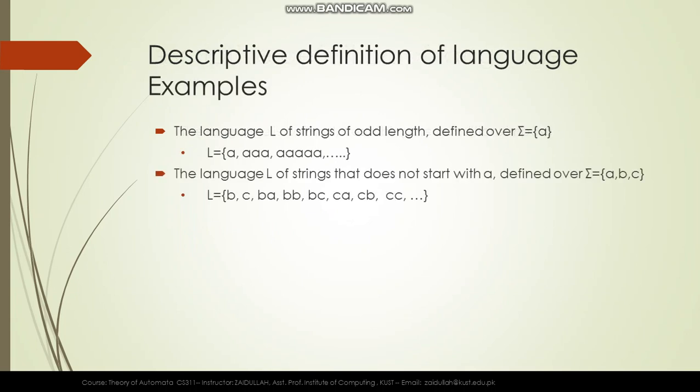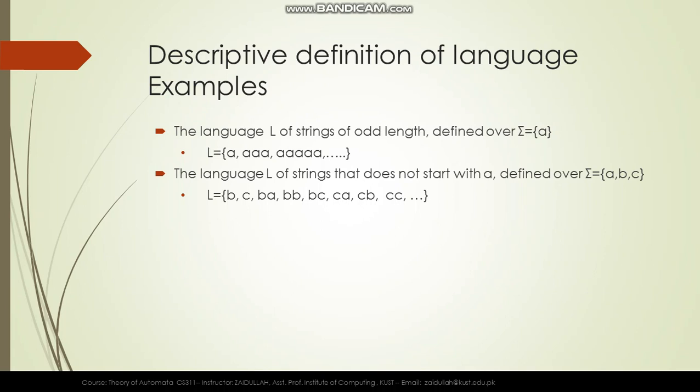Let we have a language ELF, strings of odd length defined over a. So here the condition is odd length, and we are going to make the words of a language, but all the words should be of odd length. So the words may be a, aaa, aaaaa, aaaaaaa, aaaaaaaaa, and so on.